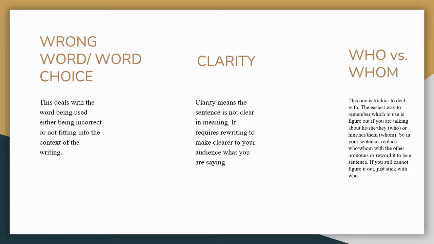This one is a little bit trickier to deal with. I'm not a grammar stickler about this. I know some people are. They're sticklers for it. I am not. If you want to try to figure out which word to use, who or whom, if you're talking about he, she, or they, it's who. If you're going to use the word him, her, or them, it's whom. So you just replace the word with who or whom, figure out what your pronouns are, and then you can reword it. If you just can't figure it out or you don't care, just stick with whom. And it's okay, guys, I promise.